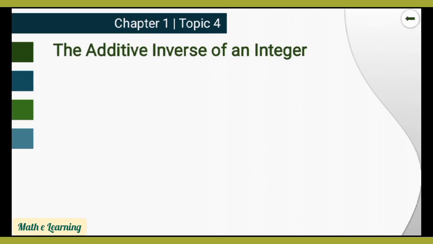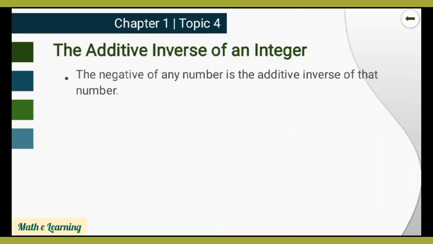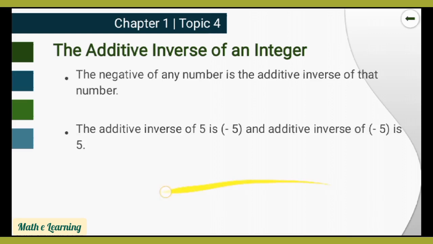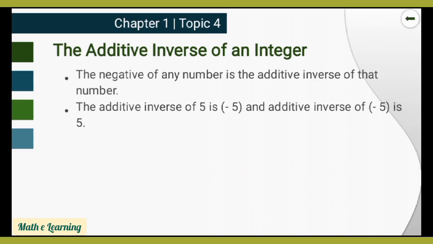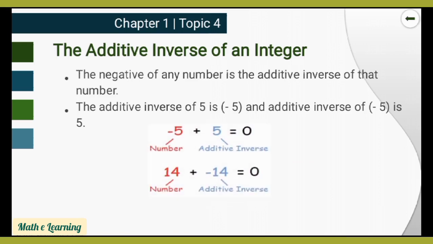Next topic is the additive inverse of an integer. The negative of any number is the additive inverse of that number. For example, the additive inverse of +5 is -5, and the additive inverse of -5 is 5. By adding the number and its additive inverse, we always get 0.